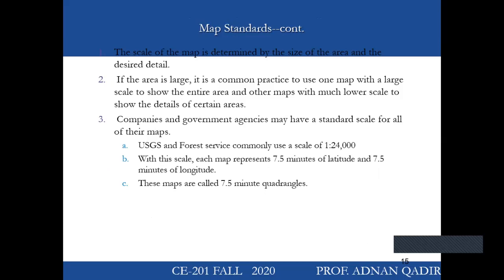Now, generally, companies and government agencies use maps like the United States Geological Survey and Forest Service maps. They use a common scale of 1:24,000. With this scale, each map represents 7.5 minutes of latitude and 7.5 minutes of longitude. And these maps are called 7.5-minute quadrangles.